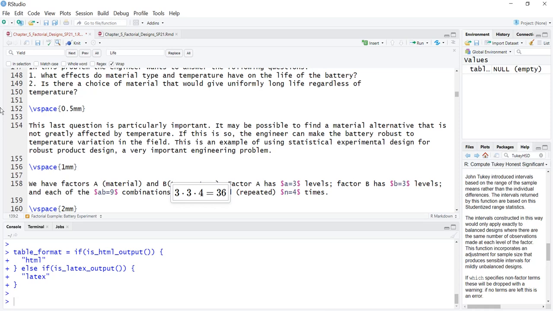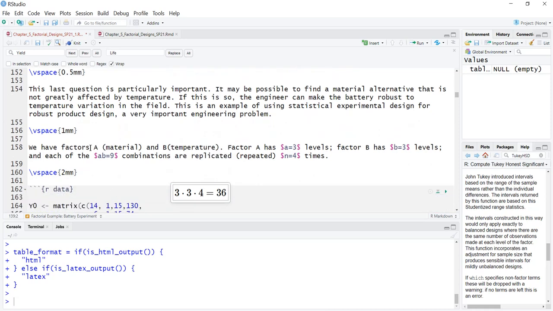So again, we have factor A will be material, factor B will be temperature. Again, a equals 3 levels of factor A, and little b equals 3 levels of factor B. And each of the a times b, which is 9 combinations, are replicated or repeated n equals 4 times.